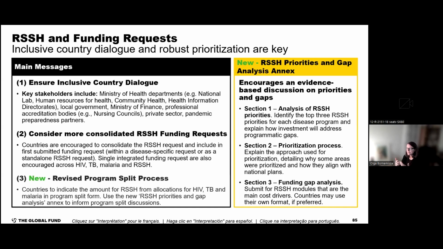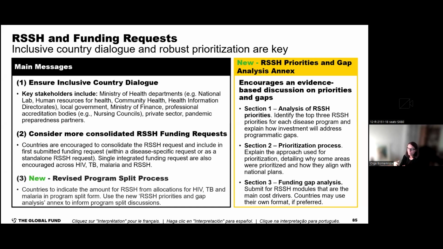And then the third section is really the funding gap analysis, so that for the main cost drivers that are selected, you would fill in a quite simple funding gap analysis where you would say, this is how much we want from the Global Fund, this is how much other donors are funding, and this is what the gap is.